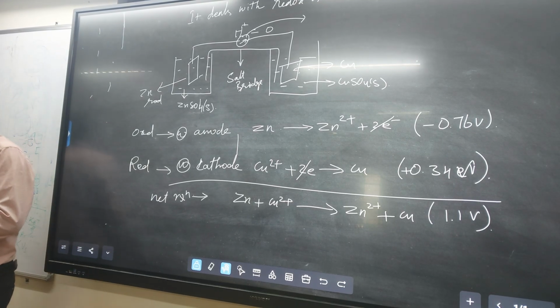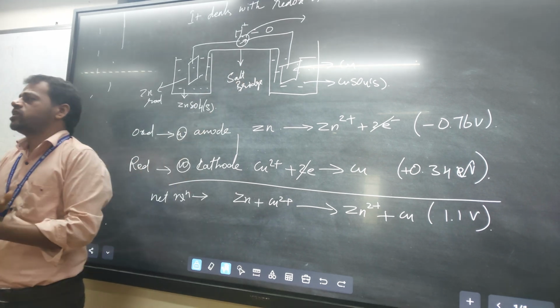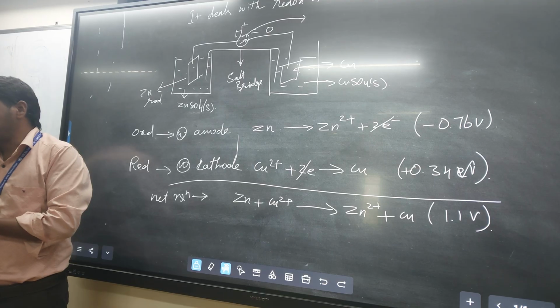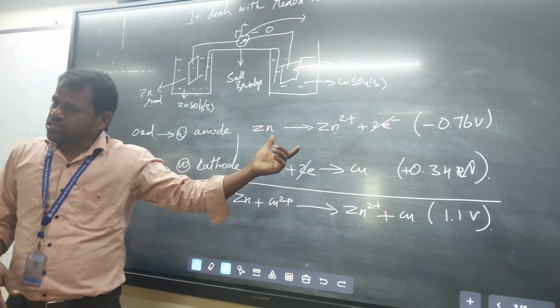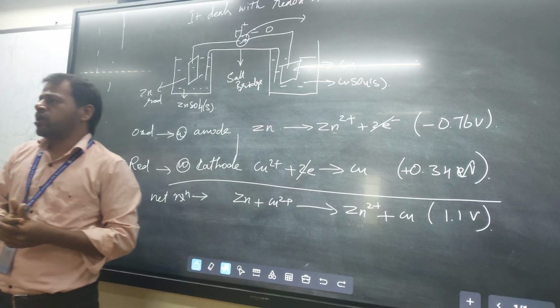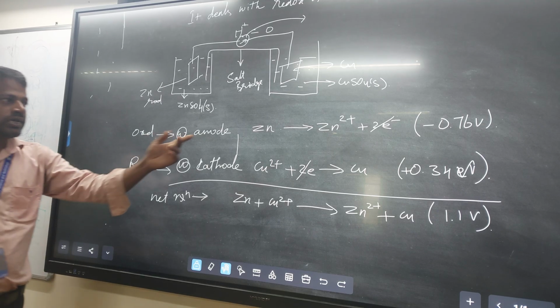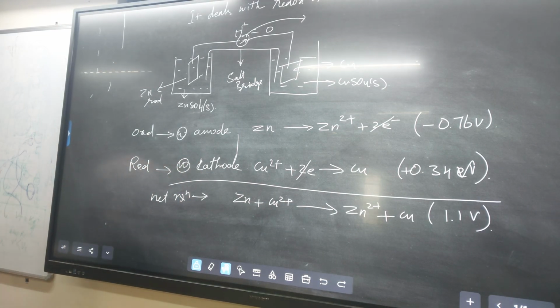Okay, 1.1 volt. At the anodic side, oxidation happens. At the cathodic side, reduction happens. At the anodic side, we measure only the reduction potential. Therefore, here oxidation happens. We connect the zinc rod to the standard hydrogen electrode. There we find how much the reduction potential is: 0.76 volt. So here zinc is oxidized, hence you change the sign: minus 0.76 volt.